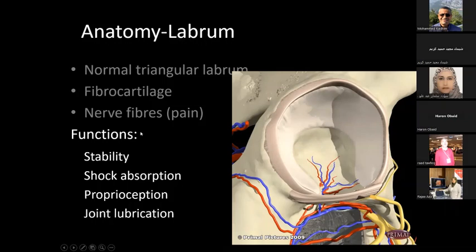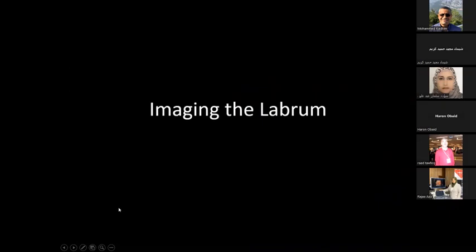The labrum has functions in the hip joint. It's considered a stabilizer of the hip joint. It is also a shock absorber. It is provided with proprioceptive nerve fibers, and it helps with joint lubrication.